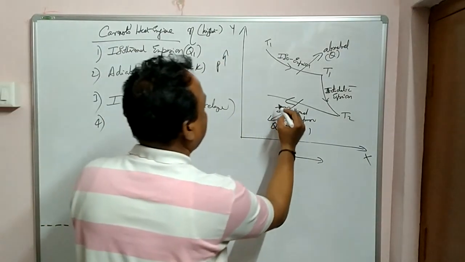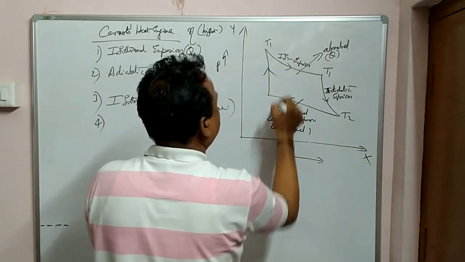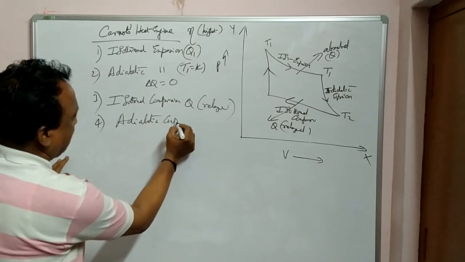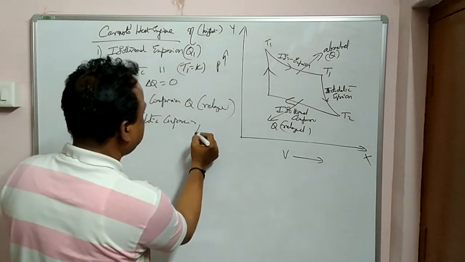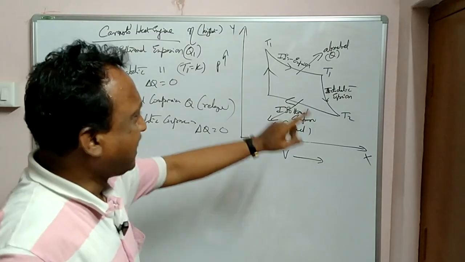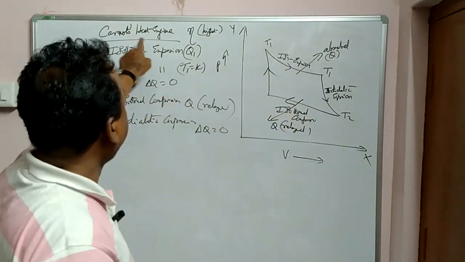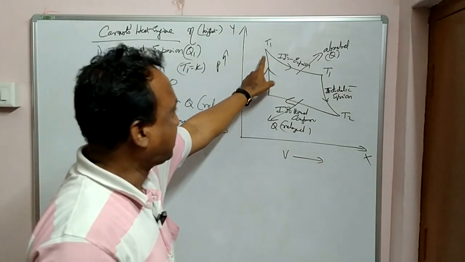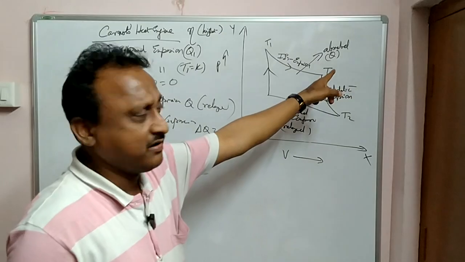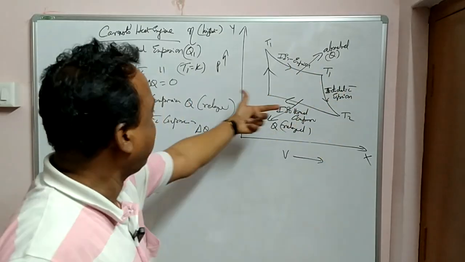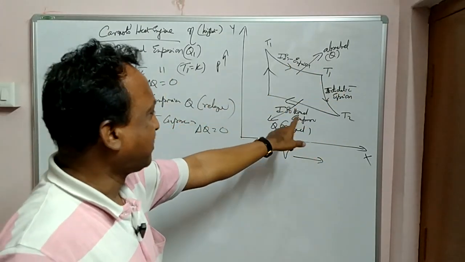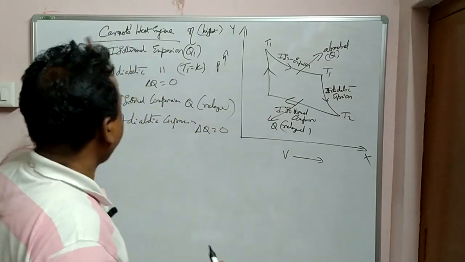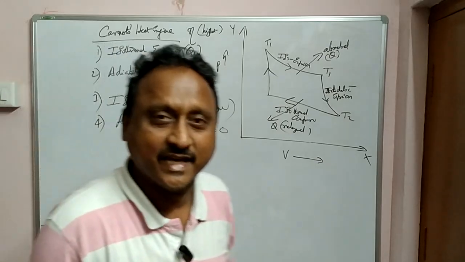And the last one, adiabatic compression. Again, you know, dq is 0 in adiabatic. So these are the 4 processes going on in the Carnot cycle. In the Carnot cycle there are 4 processes: isothermal expansion, temperature constant, heat is absorbed; adiabatic expansion, that is dq 0; next isothermal compression, heat is released; then adiabatic compression. These 4 processes are very very important in the Carnot cycle.